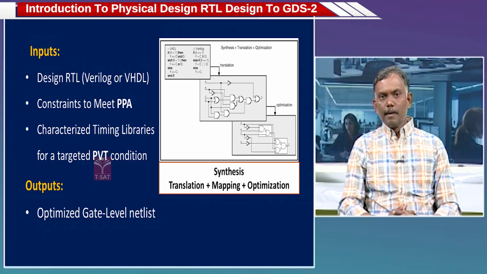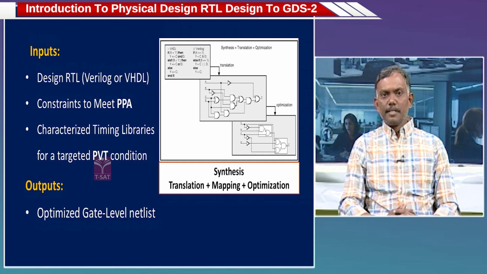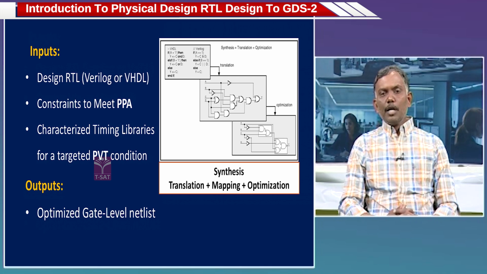So, I am saying targeted PVT condition. What do you mean by this targeted PVT condition? As I said, we are expecting some certain process parameters, voltage value, temperature value. That is called in general the typical corner. And we have an acceptable range, that range given by the fabrication house for this process, voltage and temperature deviations. One extreme corner is called slow corner, one is called fast corner.